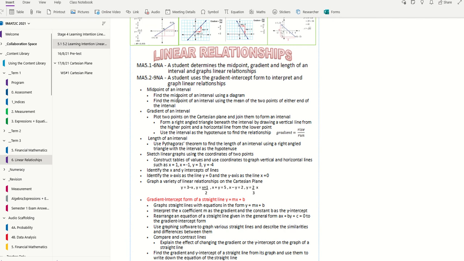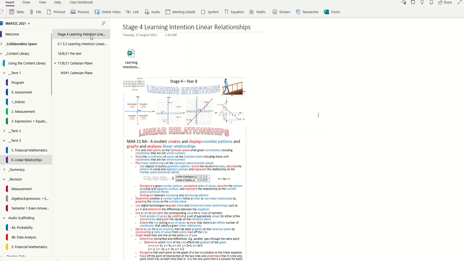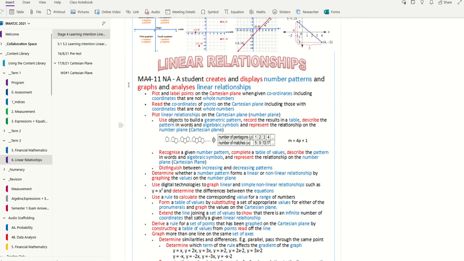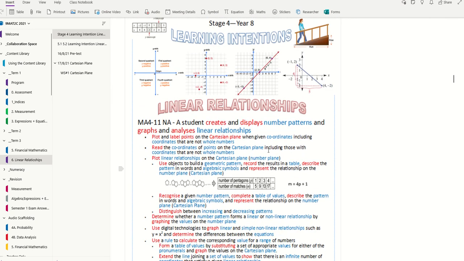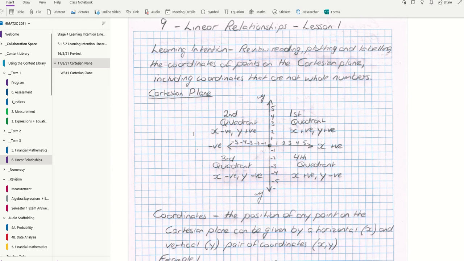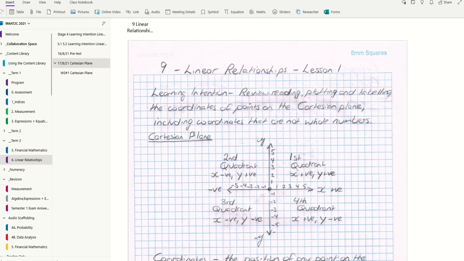We're going to start tomorrow with midpoint of an interval, but for today we are going to review the very first point that we had on stage 4 linear relationships, which is label and plot points. Plot and label points on the Cartesian plane when given coordinates, and read the coordinates of points on the Cartesian plane, including those coordinates that are not whole numbers. So that is what we're going to have a look at today. We're going to revise the Cartesian plane. Okay, so there's our learning intention as we just discussed.